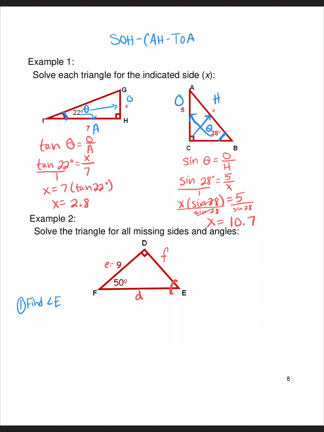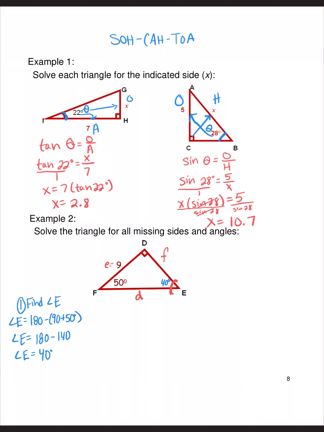That's just a matter of the sum of our interior angles. We know that all three angles have to add up to 180, so we're just going to subtract from that the sum of the angles we already have. We have a 90-degree angle and a 50-degree angle. So 180 minus what's in our brackets, that's 140. So angle E is going to equal 40 degrees. I'm just going to write in this 40 degrees.